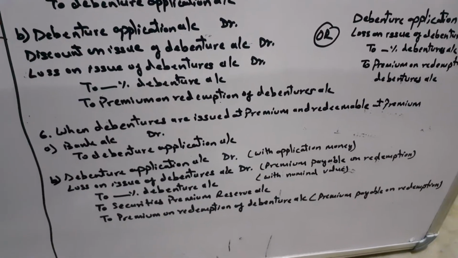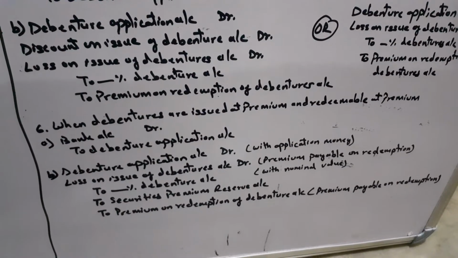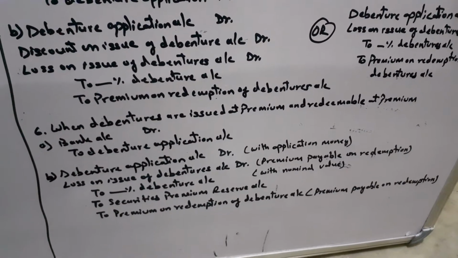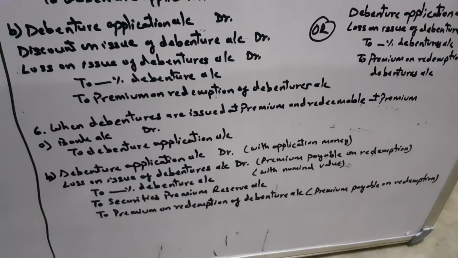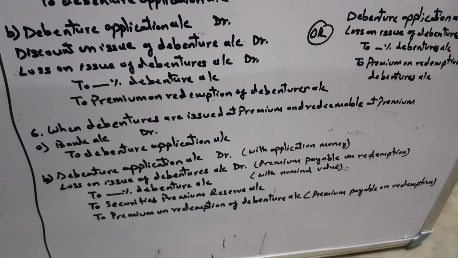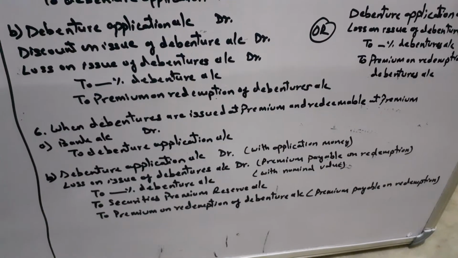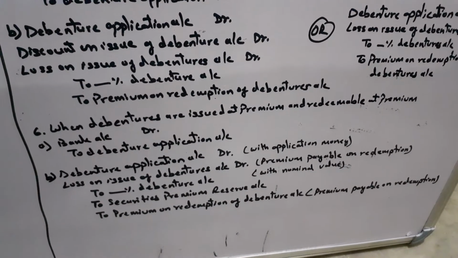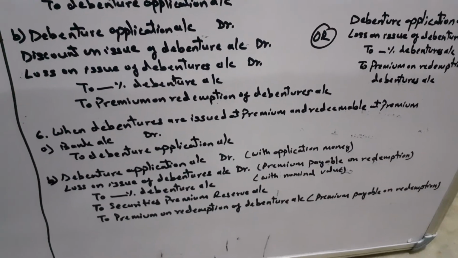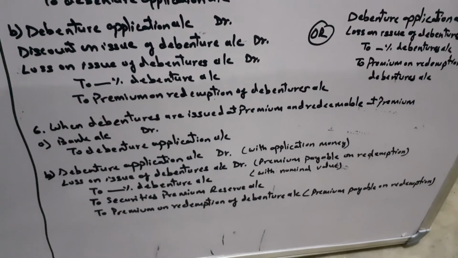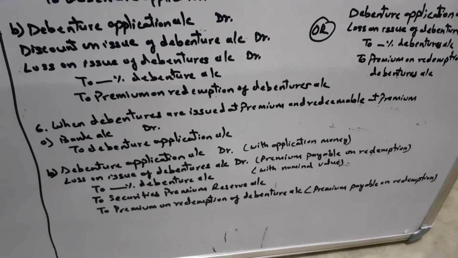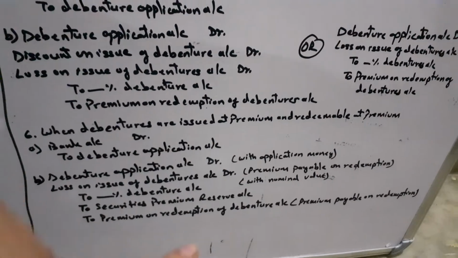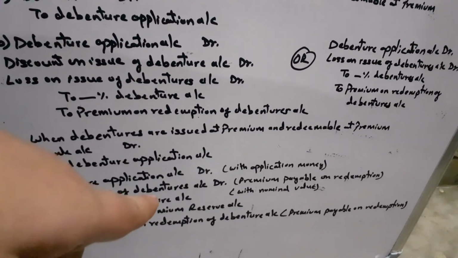And the last is when the debentures are issued at premium and redeemable at premium. Debenture application account debited, loss on issue of debentures account debited. This loss represents the premium which you are paying on redemption. 2% of debentures account to securities premium reserve account, to premium on redemption of debentures account with the premium amount payable on redemption. So whenever debentures are issued at premium, you have to show this amount also on the credit side, premium on redemption of debentures. The same amount will be shown on the debit side as loss on issue of debentures.